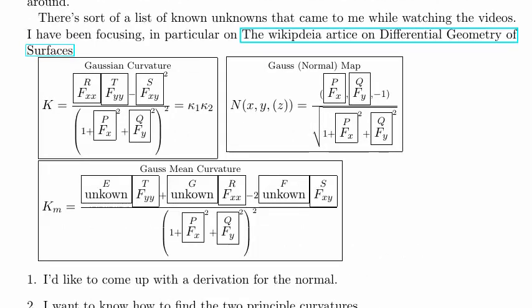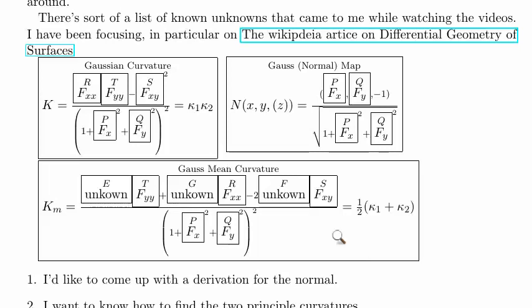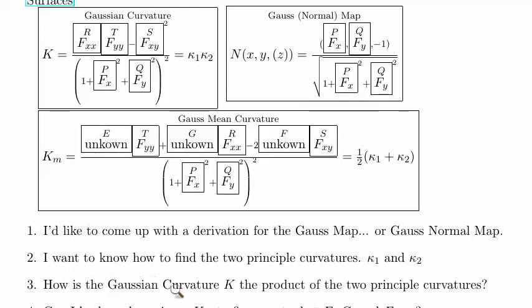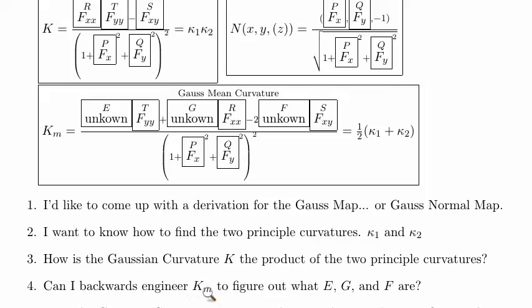The Gauss mean curvature is defined K sub m equals (eG plus gR plus or minus 2fS) divided by 1 plus p squared plus q squared squared. They don't give the definition for E, G, and F in the Wikipedia article though. But we do know that K sub m is 1/2 (kappa 1 plus kappa 2), whereas K is kappa 1 times kappa 2. So I'd like to come up with a derivation of the Gauss map or Gauss normal map, if I can. I want to know how to find the two principal curvatures, kappa 1 and kappa 2. I wonder how it is that the Gaussian curvature K is a product of the two principal curvatures. I wondered if I can reverse engineer K sub m to find out what E, G, and F are.